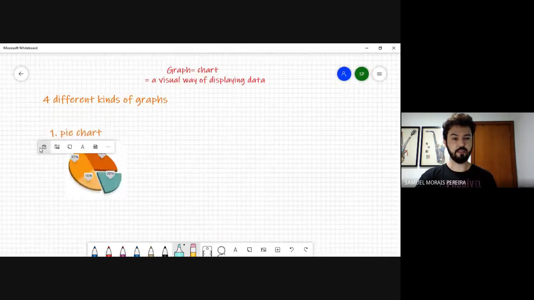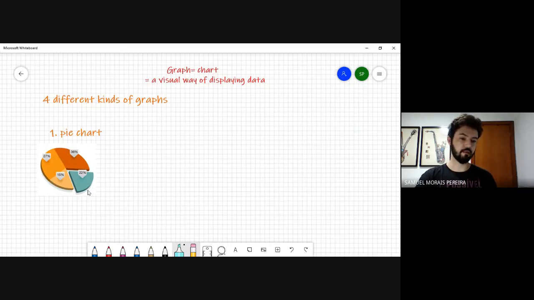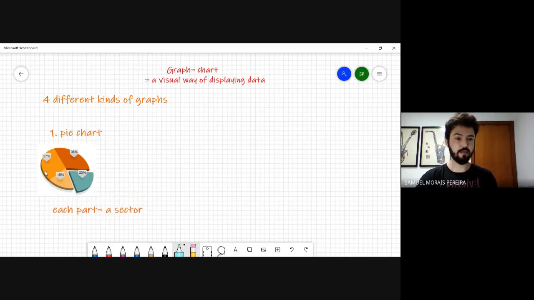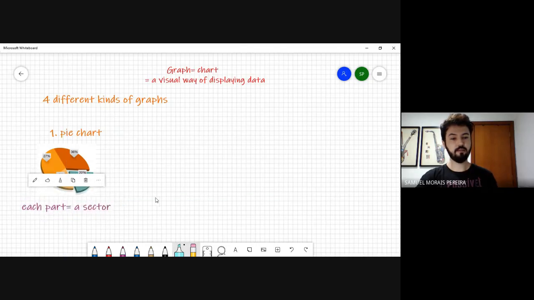So pay attention. This is a pie chart, okay, as you all know. And a pie chart is a circle divided into sectors, okay? Each part I have here is called a sector, okay? So this is a pie chart. I can divide it into smaller parts, and each part is called a sector. Pay attention to this word here, sector. This is the reason why we can call it in Portuguese gráfico de setores, because each part here is a sector. And each sector represents a percentage of the whole, okay?